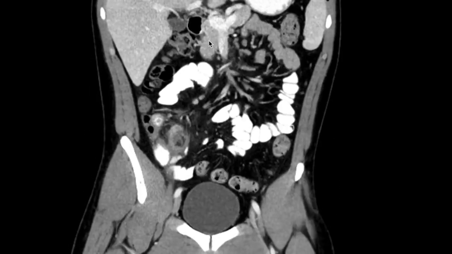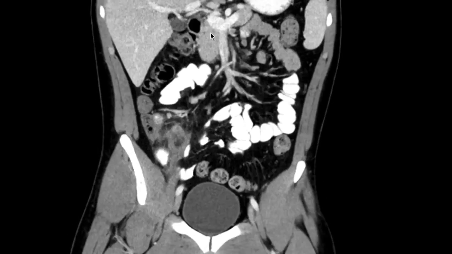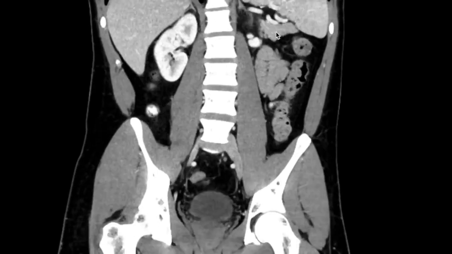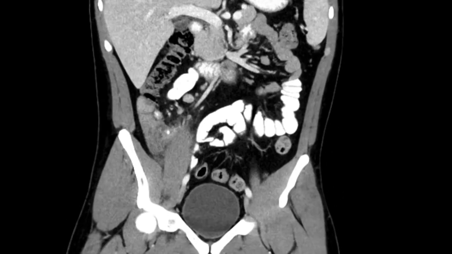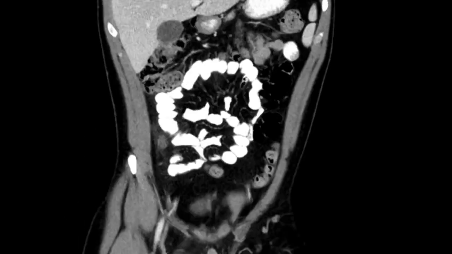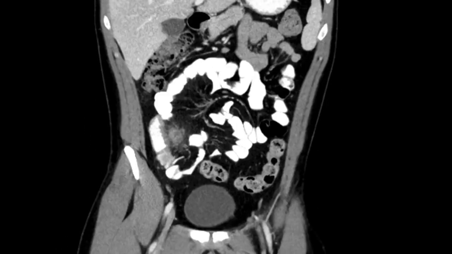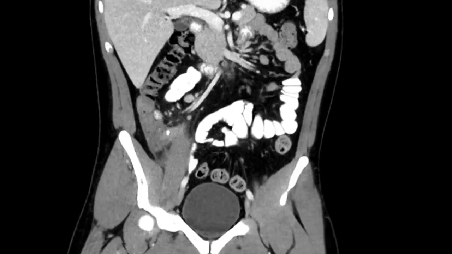So here is the pancreas here, pancreatic head, neck, body, and tail. And then I quickly scroll through the rest of it, looking for any obvious abnormalities, usually with special attention on the mesentery. You can see how nicely you can see the small bowel mesentery here.